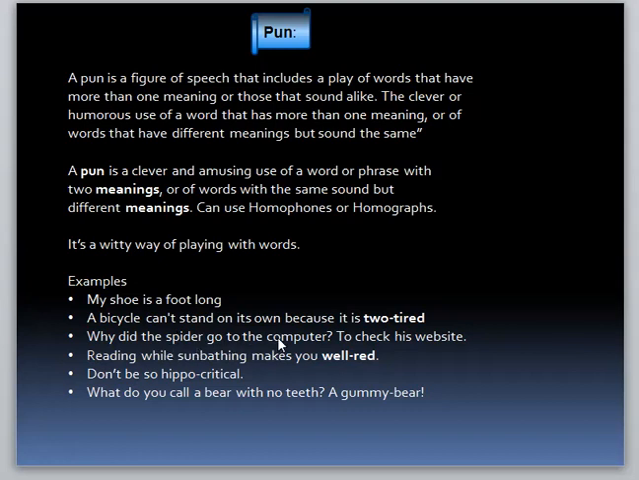Why did the spider go to the computer? To check his website. Reading while sunbathing makes you well read. So read, or red. Don't be so hypocritical. What do you call a bear with no teeth? A gummy bear. It doesn't have any teeth.